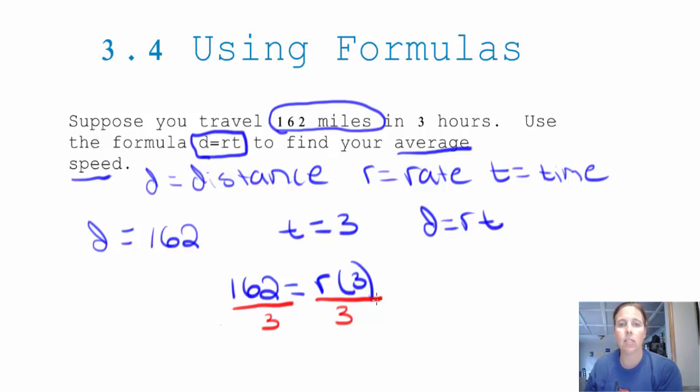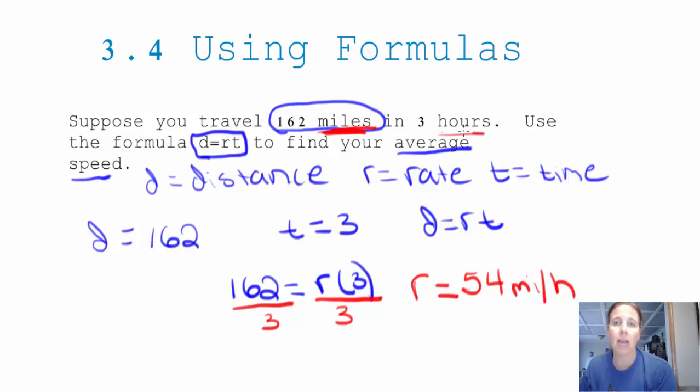So 162 divided by 3. You can divide that and you should get 54, and then this is the important part, you have to label it. Since we're dealing with rate, it's miles per hour, because my distance was in miles and my time was in hours. So what this means is if I traveled 162 miles in 3 hours, every hour I traveled 54 miles.